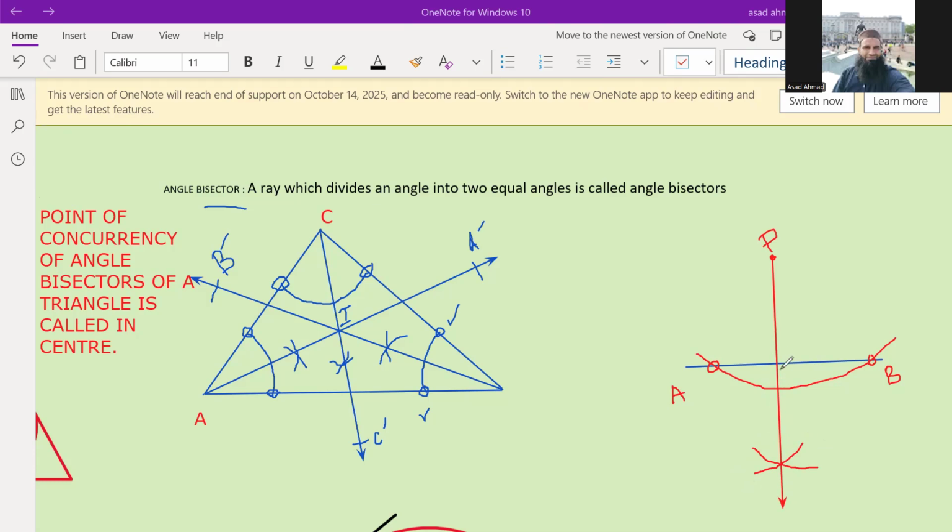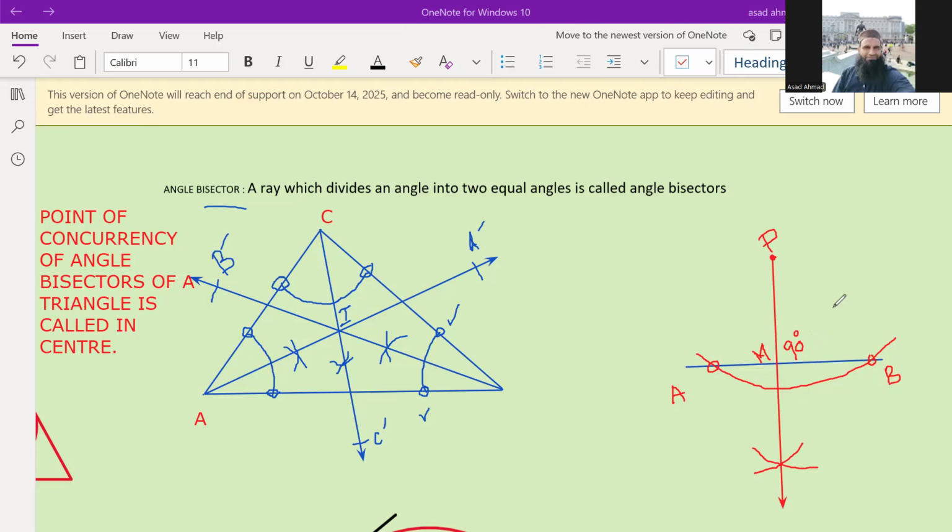Now from P to, for example, this point M, PM. So this PM is basically perpendicular to line segment AB. So it will make a 90-degree angle. I just have to inform you that this is not a perpendicular bisector. It is only the perpendicular from a point P to line segment AB.